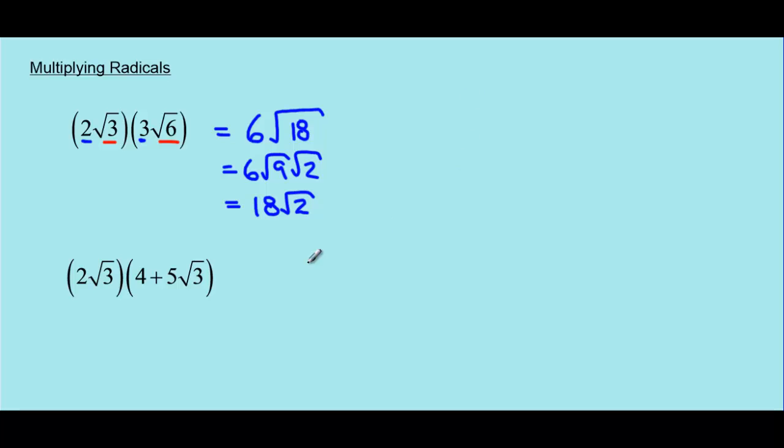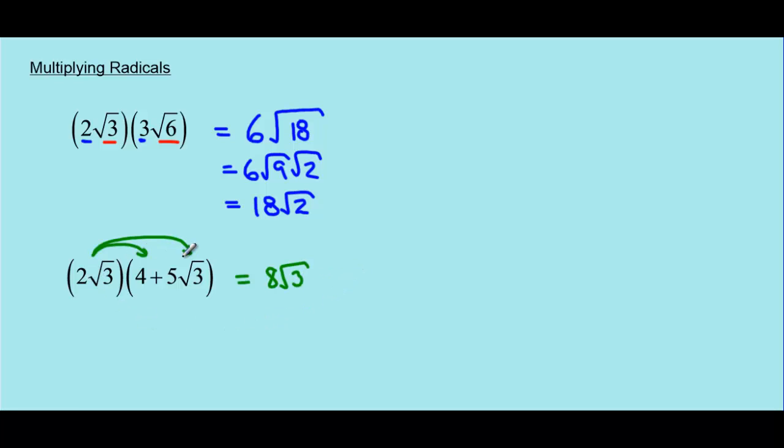We have an example where we have one radical number multiplied to two terms inside a bracket. And just like we would with normal numbers, we will distribute through. So the radical number out front will multiply to the 4, and then it'll multiply to the 5 root 3. So 2 root 3 multiplied by 4, remembering that only coefficients multiply with coefficients, so 2 times 4 is 8. The root 3 doesn't multiply with anything else, so it stays as just root 3.